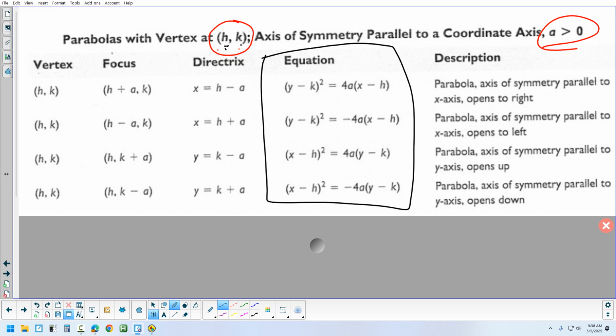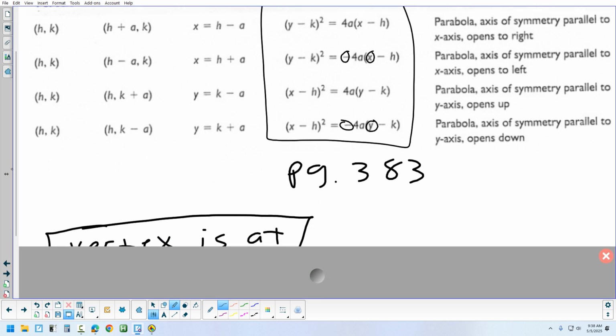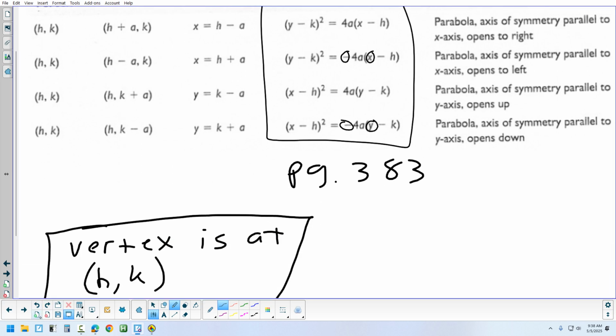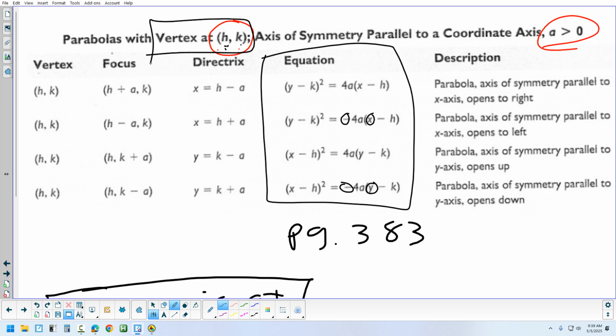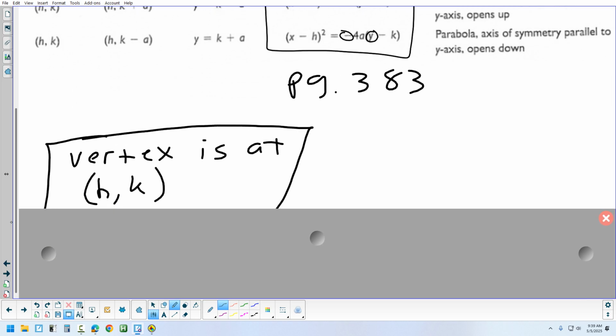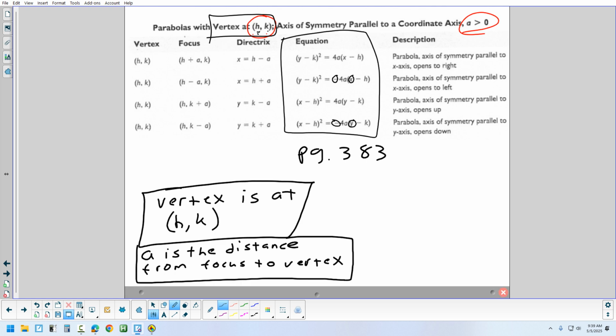And you shouldn't have to memorize these descriptions. You should be able to just look at that and say, okay, it's a Y, which means it opens up or down. There's a negative symbol right there. That means it opens down. There's a negative symbol, and there's an X. Negative X is to the left. You really don't need to memorize all that. Vertex is at H, K. I wrote that right there, so you don't really need to write that again. And A, I wrote that earlier as well. A is the distance between the focus and the vertex.